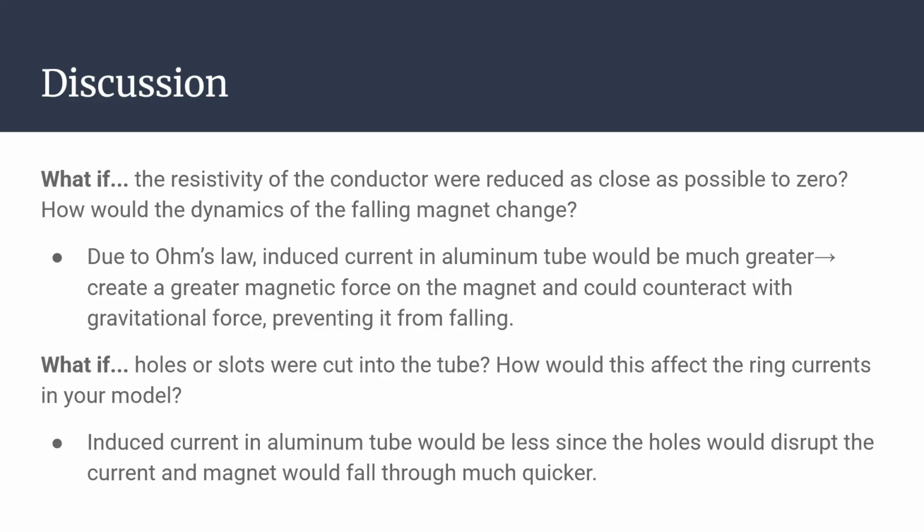So what if there were holes or slots cut into the tube? How would that affect the ring currents in the model? So the induced current in the aluminum tube would be less, since the holes would disrupt that current, and the magnet would probably fall much faster, as that force is not as strong to counteract the gravitational force. But yeah.